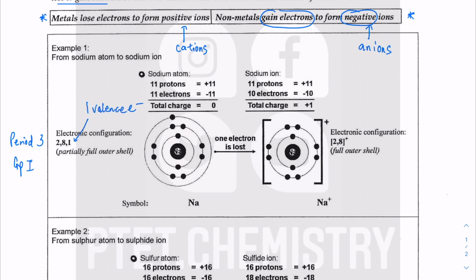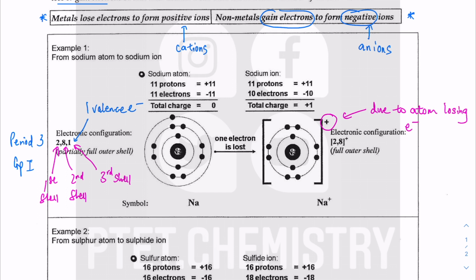And that valence electron is in the outermost shell, and that outermost shell is the third shell. You write from the first shell, then a comma, because you are filling in a new shell, the second shell, and then you fill in a maximum of 8 electrons in the second shell. Then in your third shell, you only have 1 electron, and that is not the maximum you can have. But metals like to lose electrons, so you just lose this 1 electron, and you get 2,8, and now you have a positive charge due to the atom losing electrons. The atom loses 1 electron. That's why you get a +1 charge.